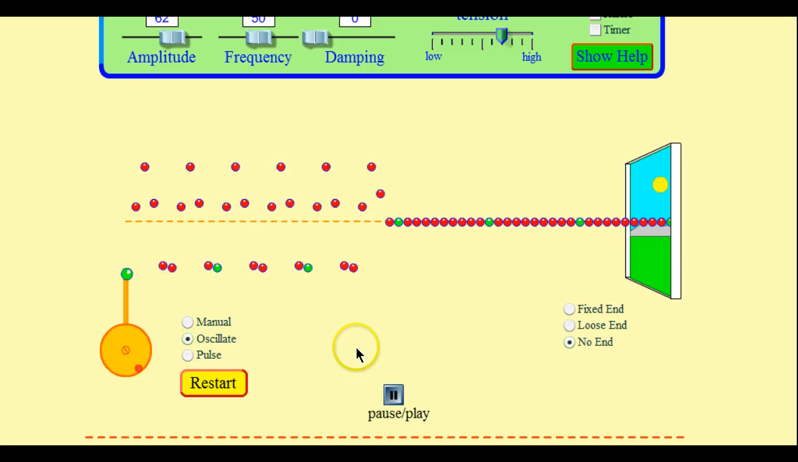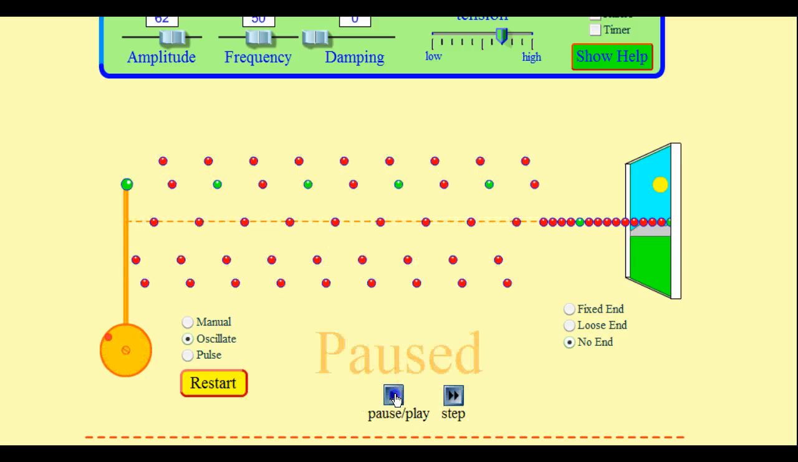It looks as though the particles are moving along, but really, if you watch the green particles in the wave, they're just moving up and down. They're being disturbed, but they're staying in their own same place.